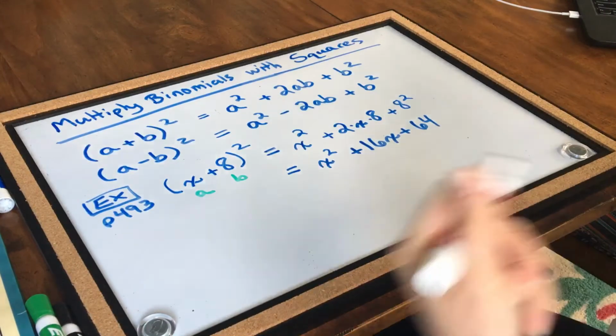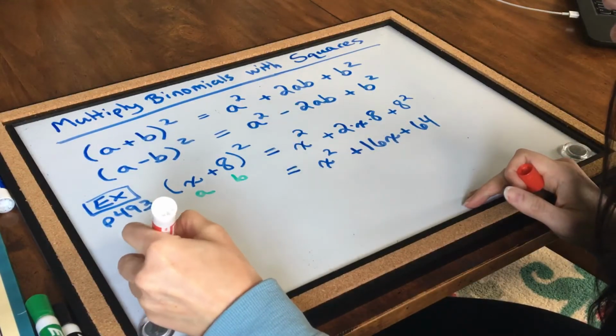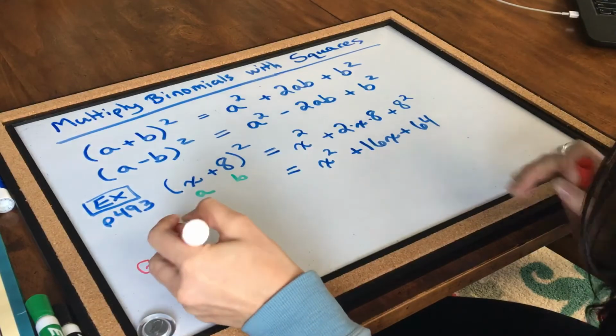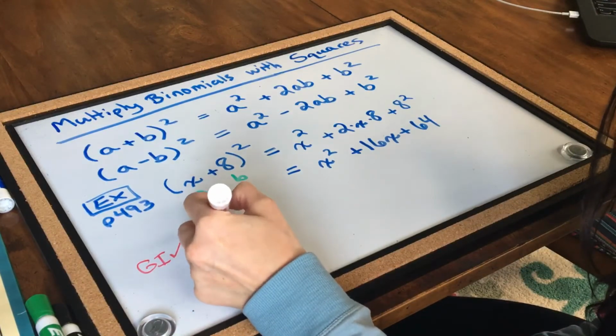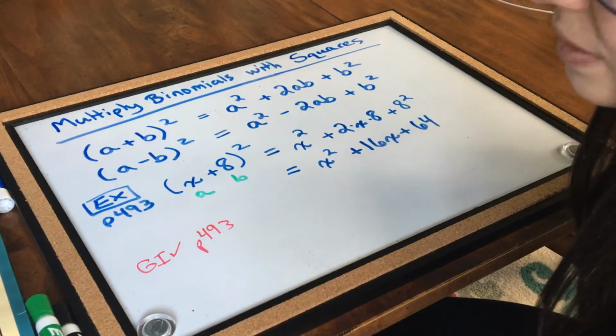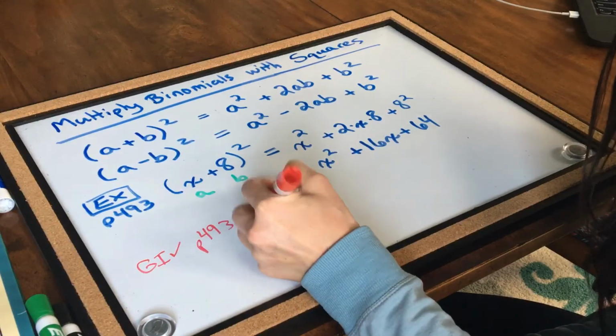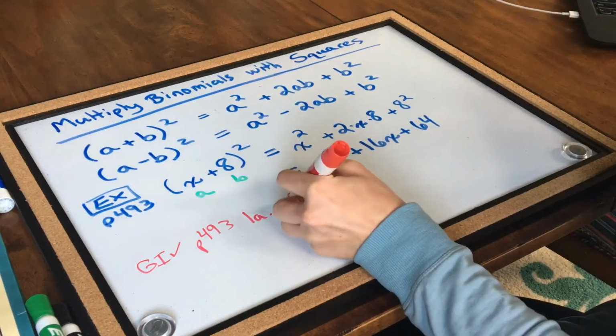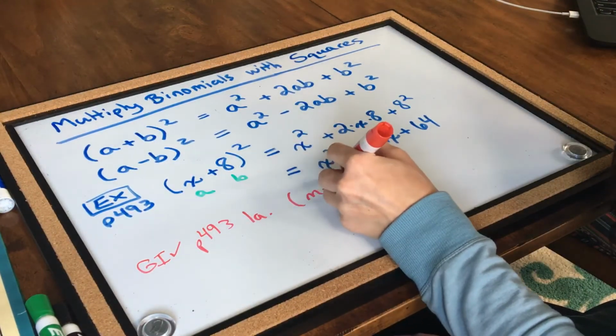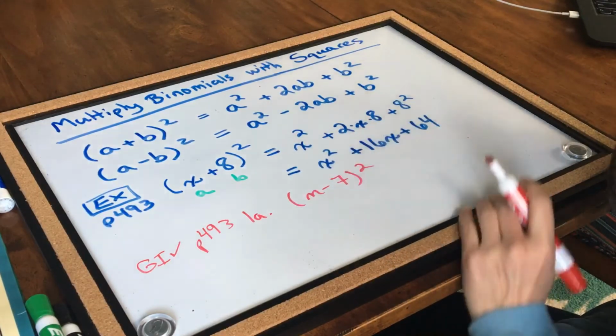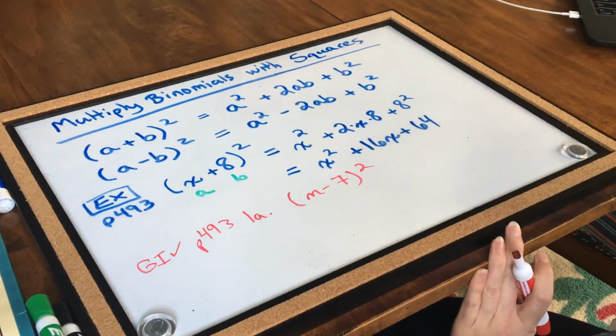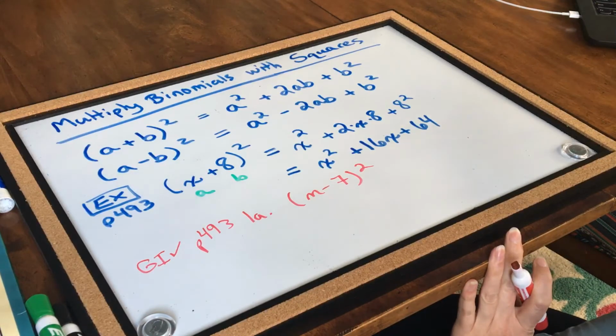All right, let's try our got it check. Our got it check is going to be on page 493, and we're going to be doing the got it check 1a. So 1a is n minus 7 squared. Okay, it's time to stop the video. When you come back, we'll try the got it check together.